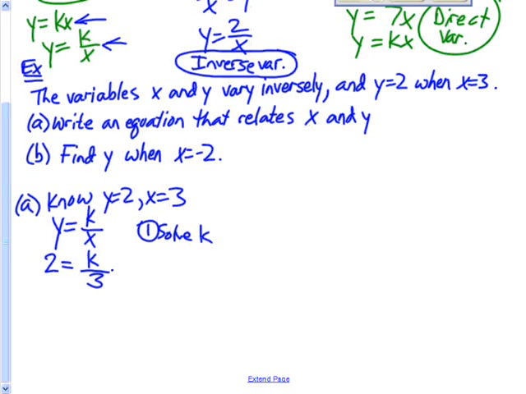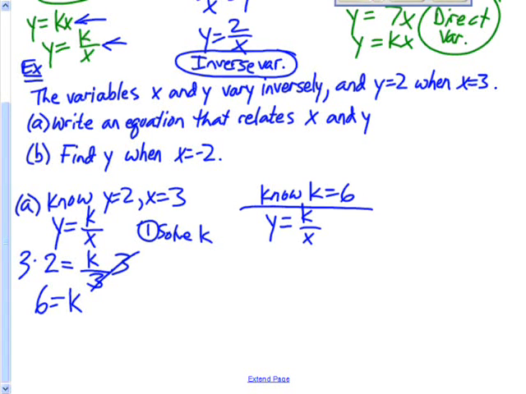So multiply both sides by 3 here. I guess 6 is my k, okay? So then we go to the side and we say, well, they vary inversely, and now I know that my k is 6, all right? So I just got to plug that in, 6 over x. And I say, there's my inverse variation equation.